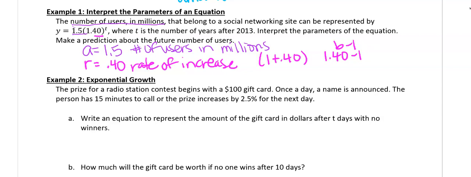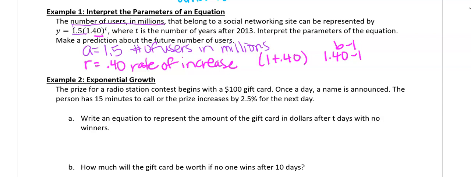Our next one is exponential growth. So we're actually going to do a problem now. So we know how to pull out the parameters and read it and interpret it. So now we are going to use it. The prize for a radio station contest begins with a $100 gift card. Once a day, a name is announced. The person has 15 minutes to call or the prize increases by 2.5% for the next day. So write an equation to represent the amount of the gift card in dollars after T days with no winners.